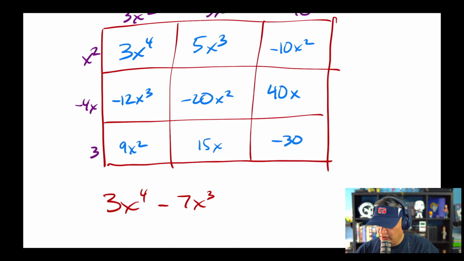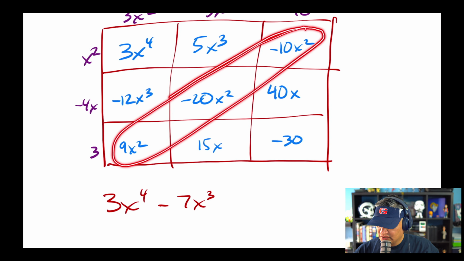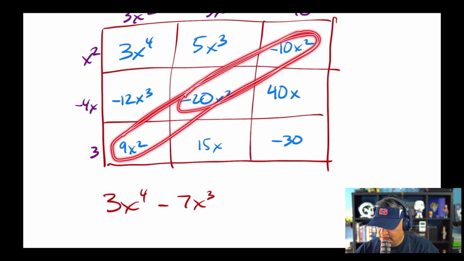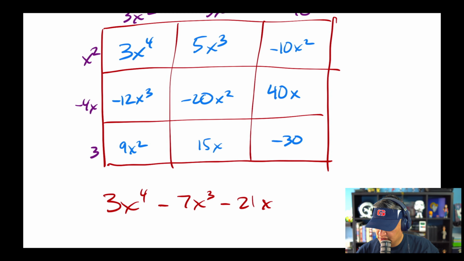Next, let's look at all the squared, second power terms. Oh, they're all right here. So we have negative 10x squared minus 20x squared. So these two become negative 30x squared. And then we add 9. So negative 30 plus 9 is negative 21x squared.